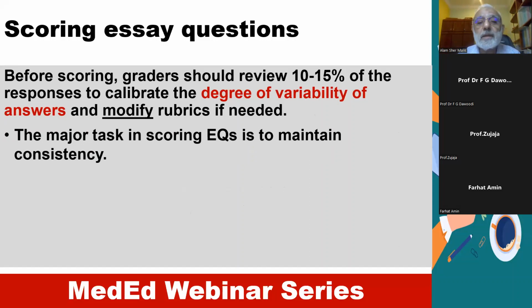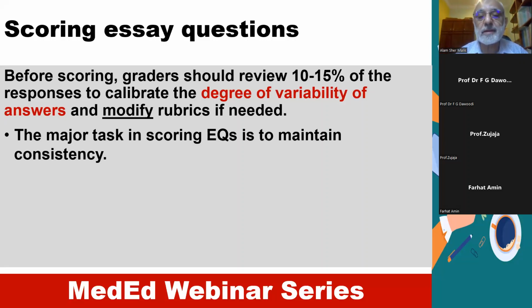So the degree of variability in the answers, the rubrics can handle that and can be modified accordingly. The major task in scoring essay questions is to maintain consistency, and that's where the rubrics come into play. Now, the first statement which I make here is that before scoring, the grader should review 10 to 15% of the responses to calibrate the degree of variability of answers.